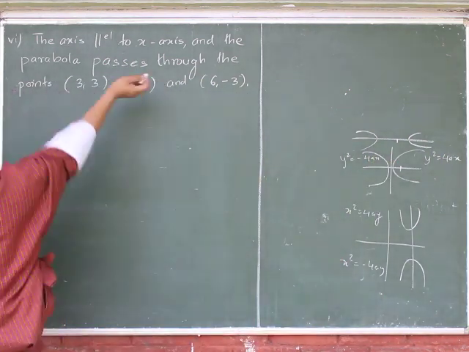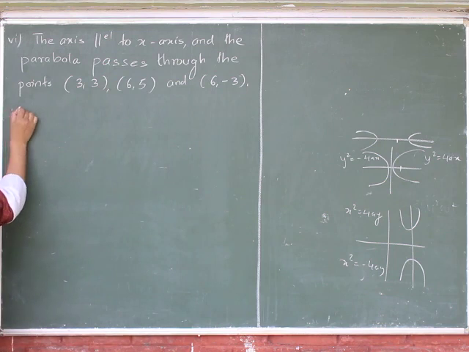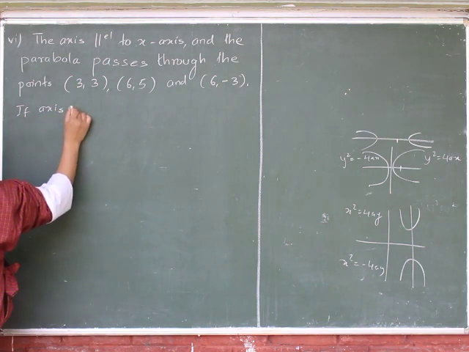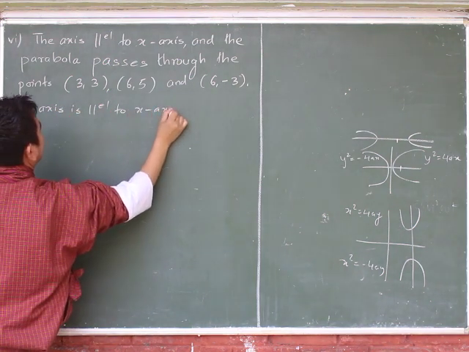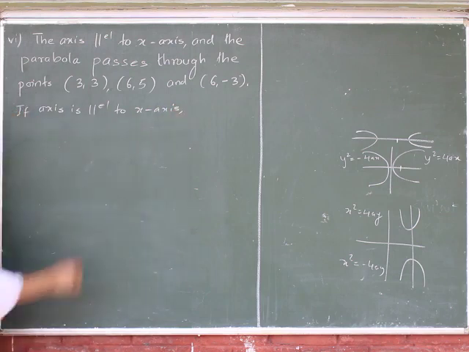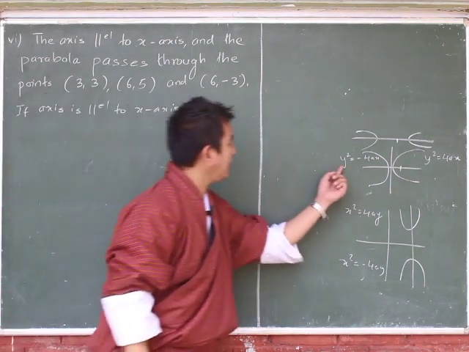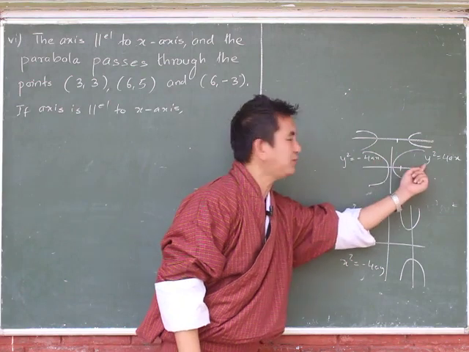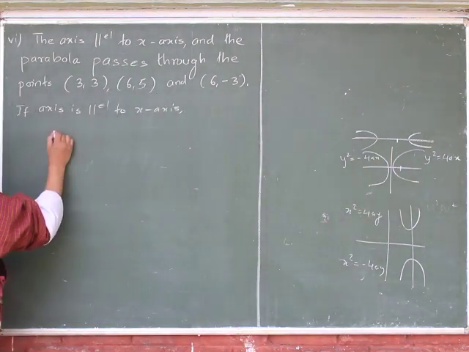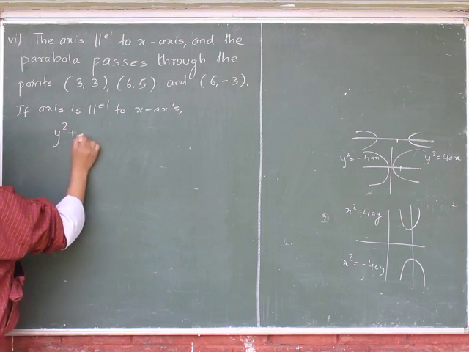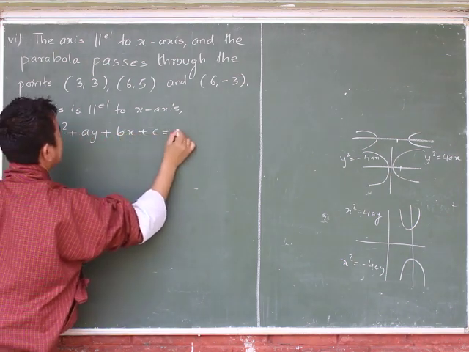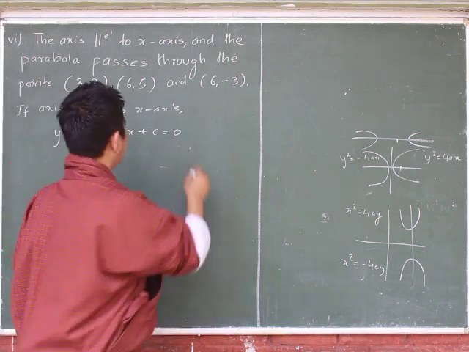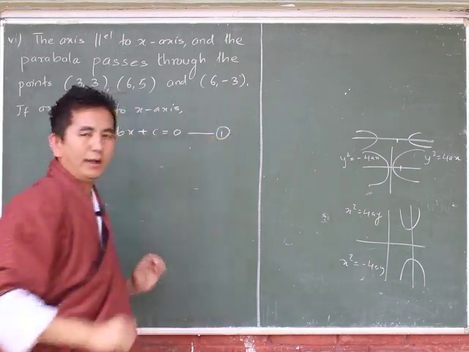If the axis is parallel to x-axis, the equation of the parabola is of the form y squared plus ay plus bx plus c is equal to 0, because parallel to x-axis means it starts from y squared. Let me take this one as equation 1.